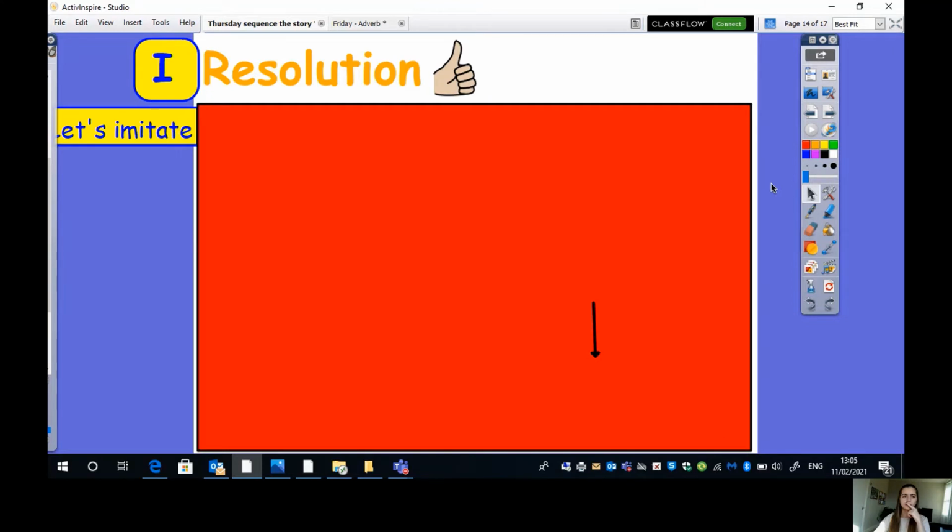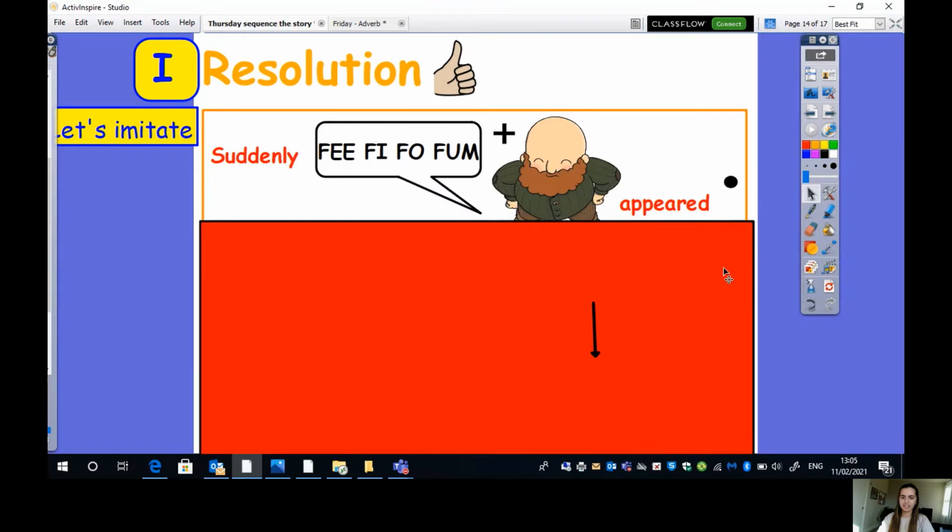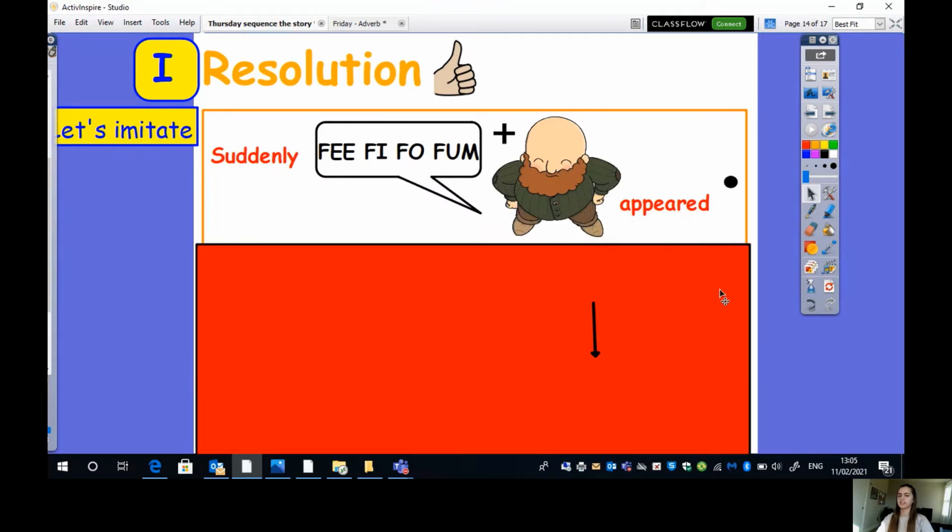So what happens? He hears something. Okay, what does he hear? Excellent. Who makes that noise? A giant. Suddenly he hears fee, fi, fo, fum, and a huge, terrifying giant appears. He's probably very scared. So then what does Jack decide to do?